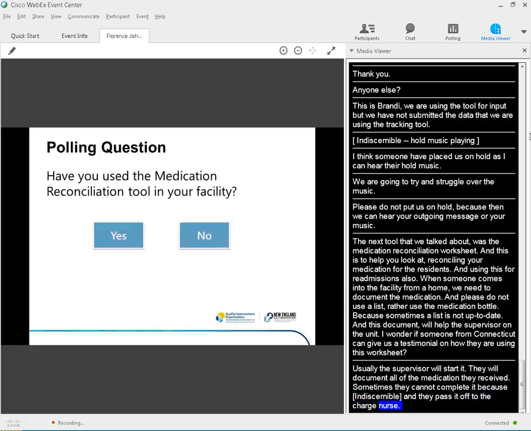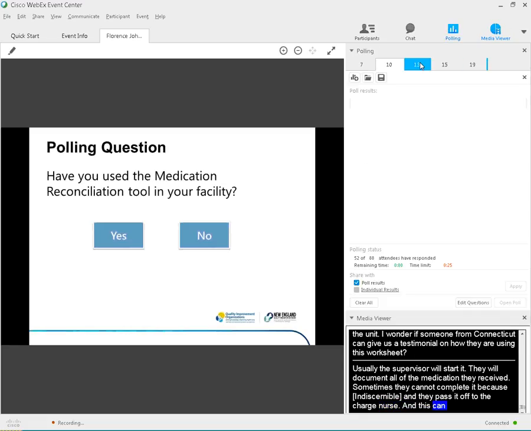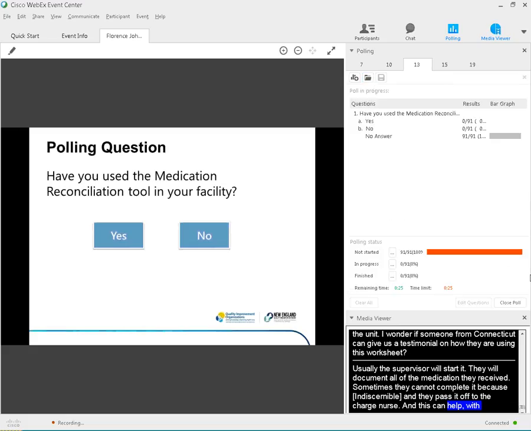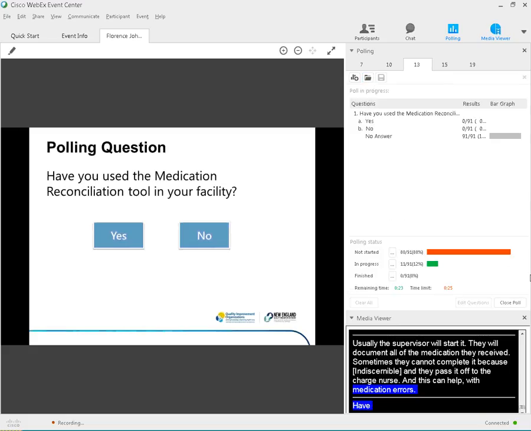Having said that, we will move to the next polling question. Have you used this medication reconciliation tool in your facility? Again, please do not forget to hit the submit button.